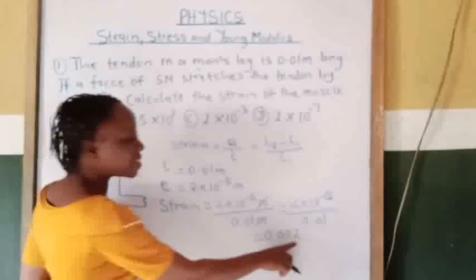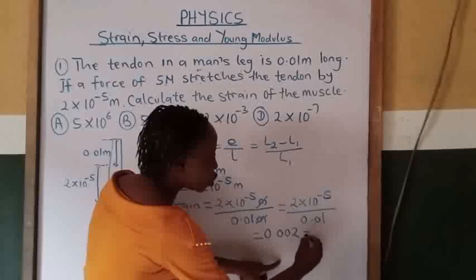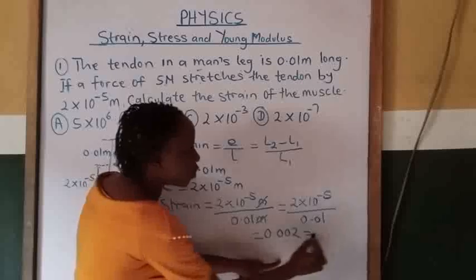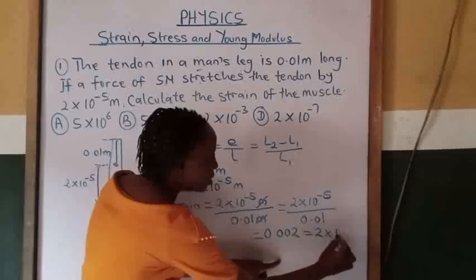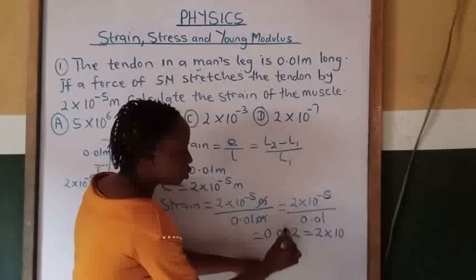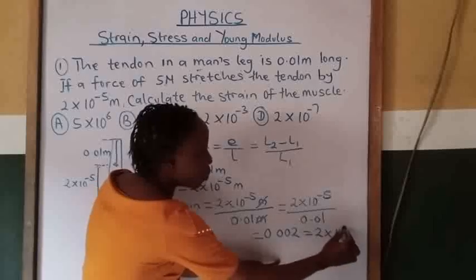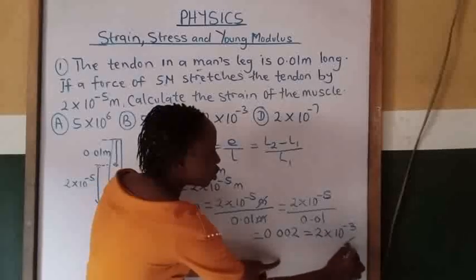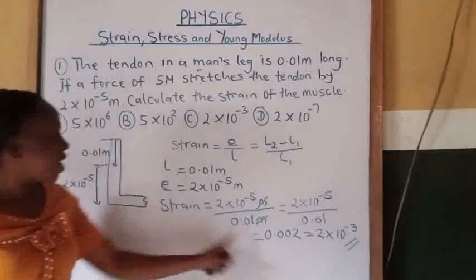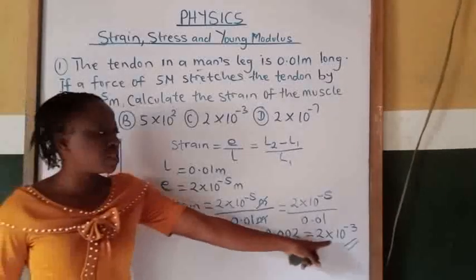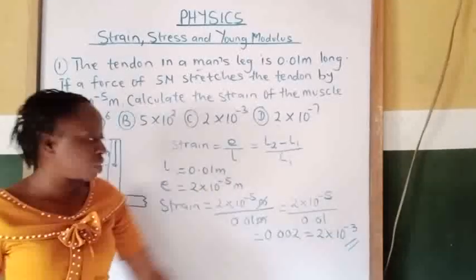0.002. We can convert it to standard form. When you convert it to standard form, it will give us 2 times 10 raised to power minus 3. So the strain is equal to 2 times 10 raised to power minus 3.